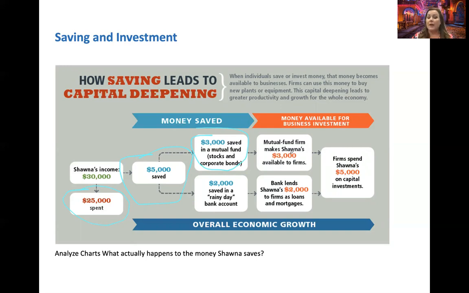The mutual fund money is then made available to firms. They can do capital deepening with this. If a firm's getting money, they can invest in capital deepening. The $2,000 she puts in the savings account, after you keep that reserve requirement, it can be loaned out to businesses for capital deepening or mortgages, things like that. So we need people to save money and invest it so this capital deepening works.